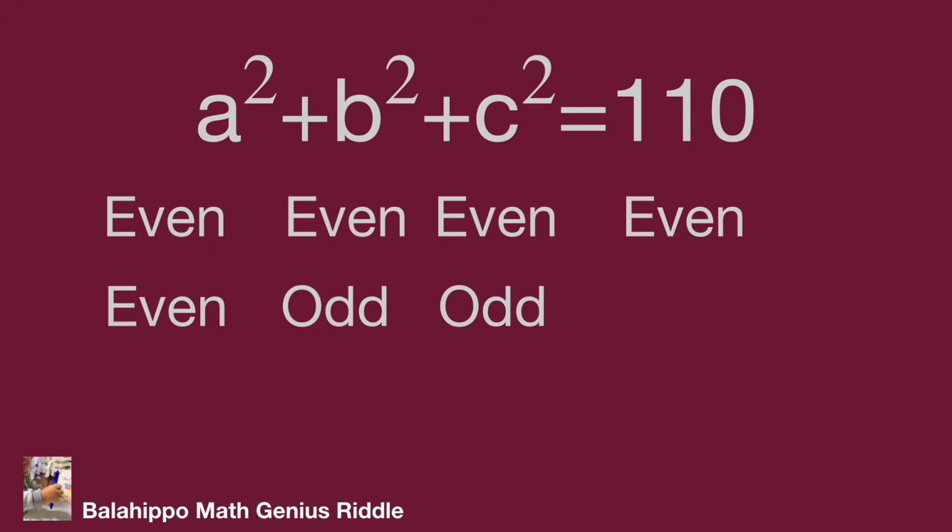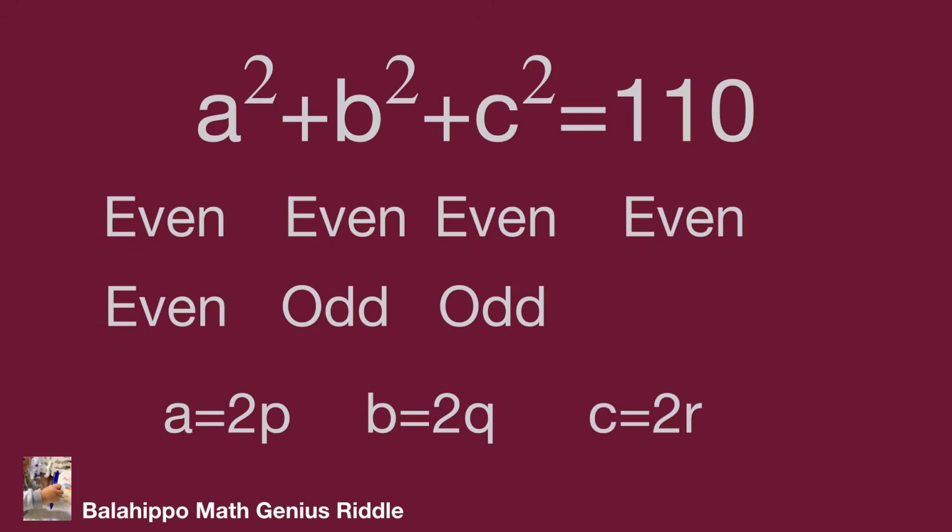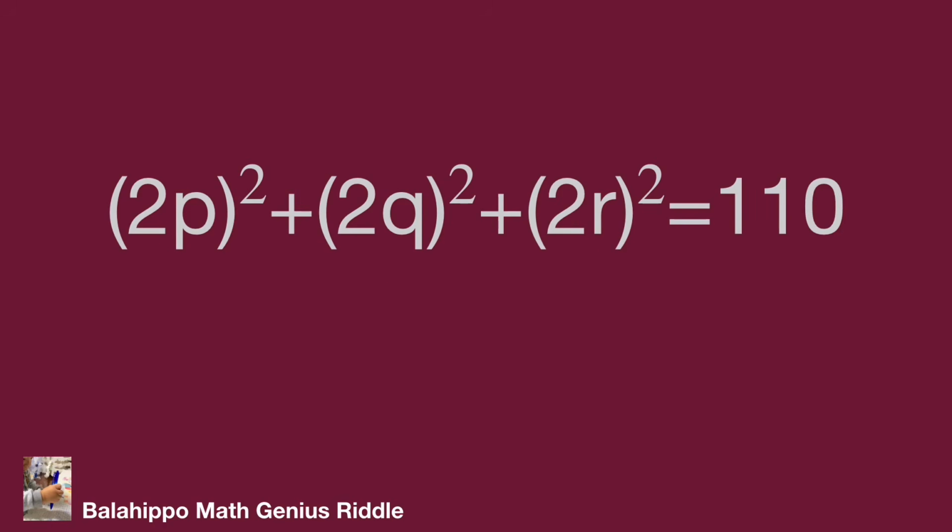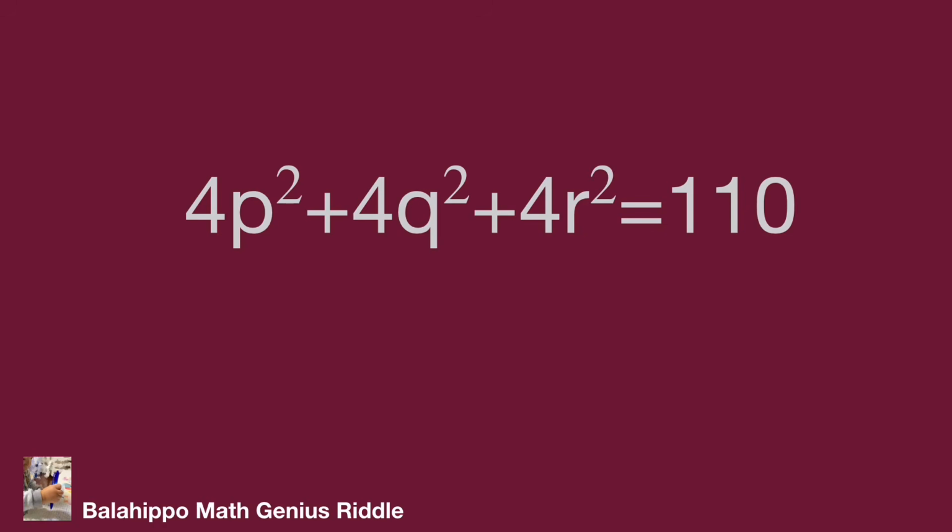While the three items are all even numbers, let A equal 2p, B equal 2q, and C equal 2r. P, Q, R are positive integers. Substitute A, B, C by 2p, 2q, and 2r into the given information. Develop as 4p squared plus 4q squared plus 4r squared equals 110. There is a factor 4 on the left side of the equation, but 110 cannot be divisible by 4. That means this is not the right condition.